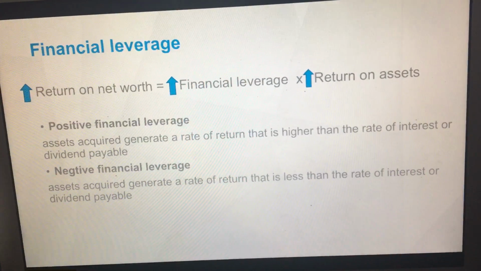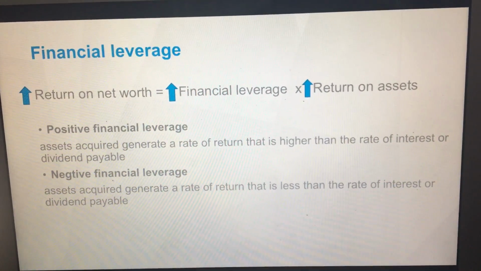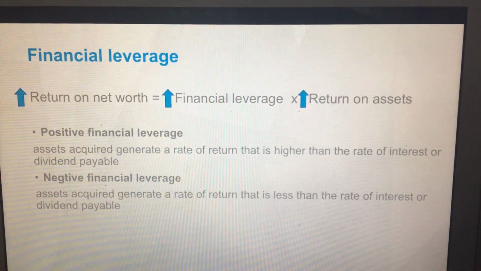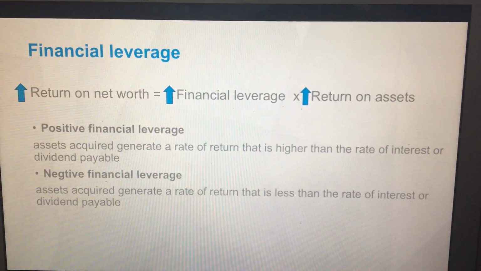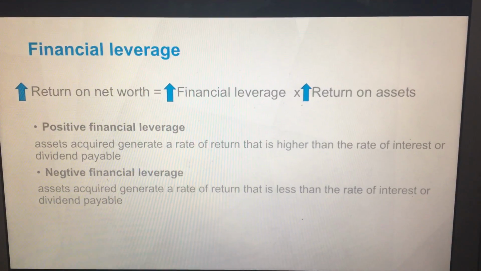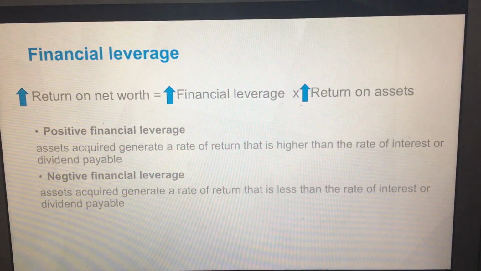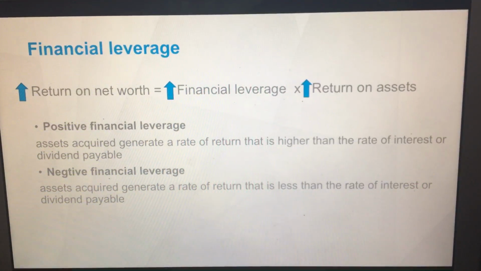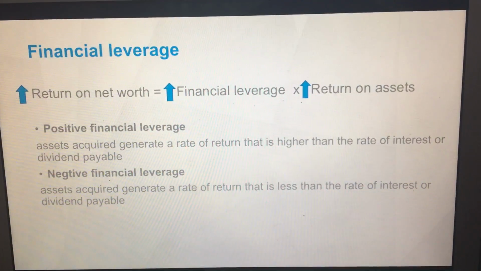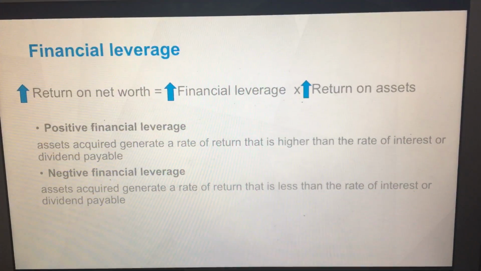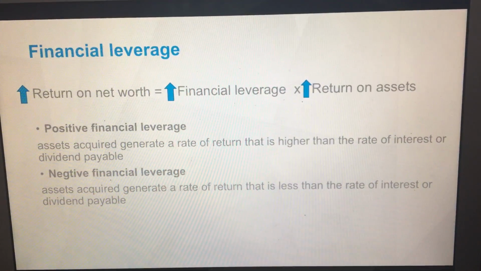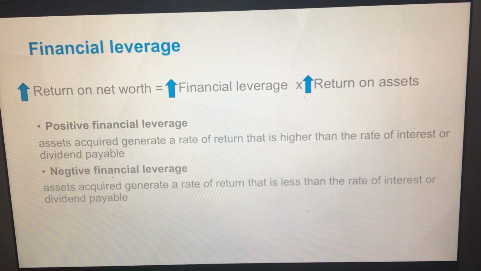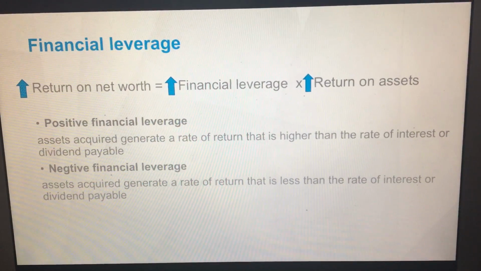Thirdly, the final key component of the strategic profit model is financial leverage. Financial leverage is the degree to which a company uses fixed income securities such as debt and preferred equity. An increase in financial leverage and return on assets will lead to an increase in return on net worth. There is positive and negative financial leverage.